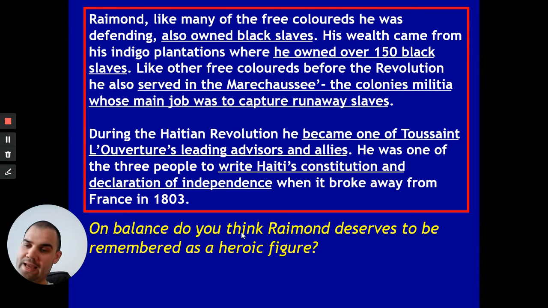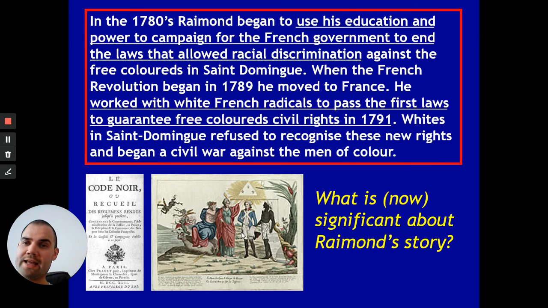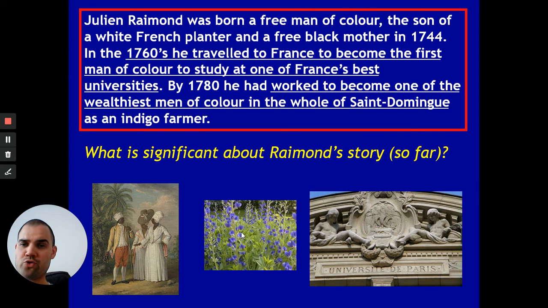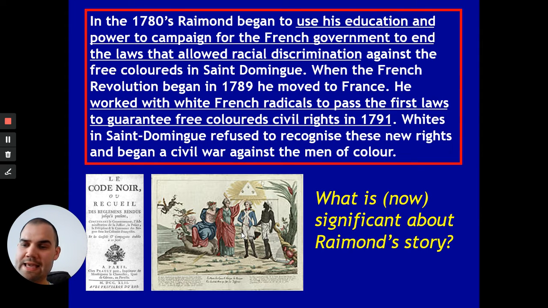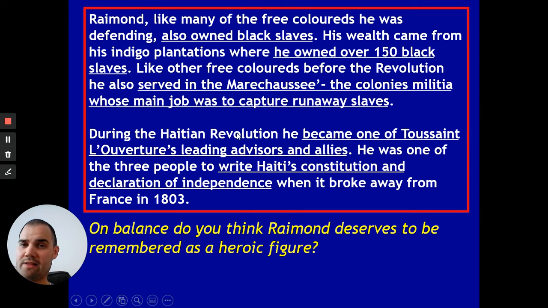And the reason that's obviously a complicated idea is that Raymond clearly is an extraordinary individual, right? He's born into a very racist society, but he goes to an elite French university. He becomes one of the richest men of color in the whole colony. He then campaigns to get the laws changed to give equal rights to the free colored men like himself on the island. But on the other hand, he also himself owned black slaves. So despite being a mixed race man of color, he owned 150 slaves. And he also served in the militia whose job was to capture runaway slaves.